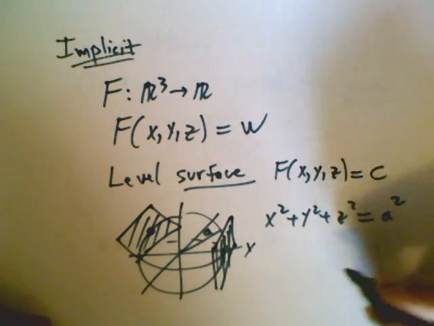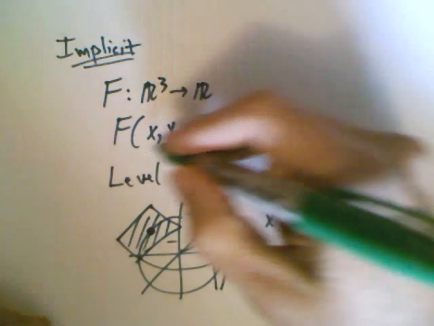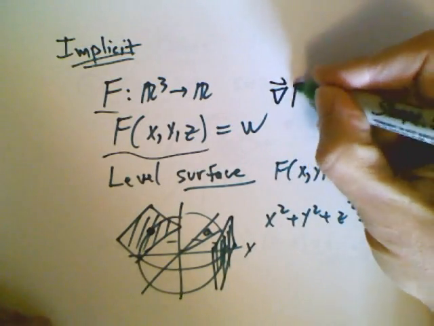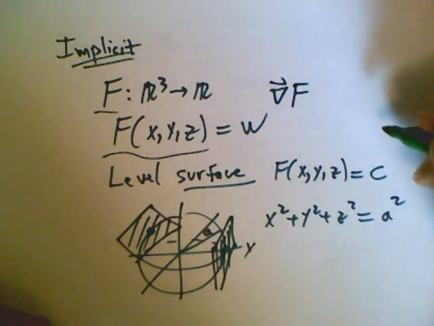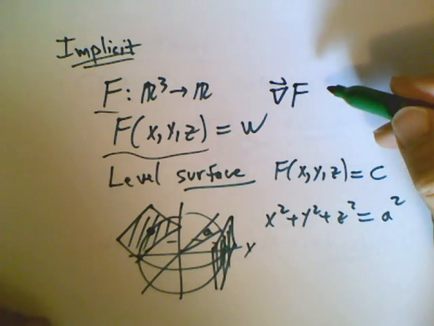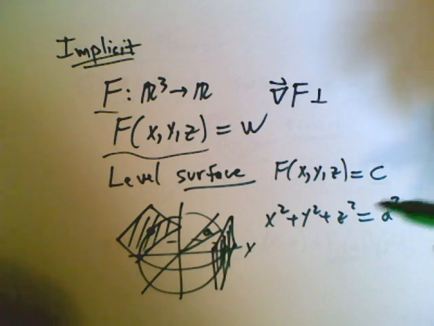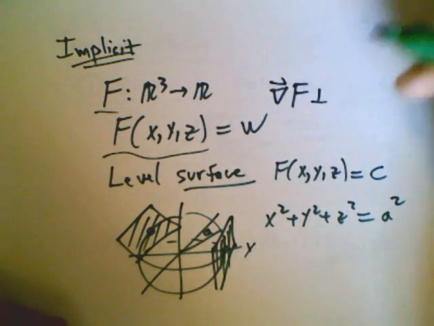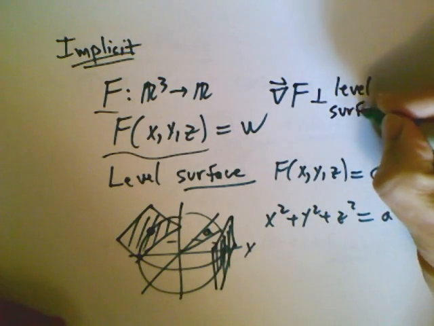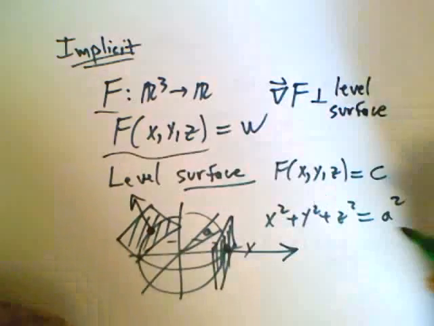So that's where the gradient comes in. The key fact is that this function F has a gradient, and the thing we know about the gradient is that it points in the direction of greatest increase of the function, and in particular it's perpendicular to any direction where the function doesn't change at all, or in other words, it's perpendicular to the level surface that goes through the point where you're evaluating the gradient. So right here, the gradient's going to go here. Right here, the gradient's going to go off here.